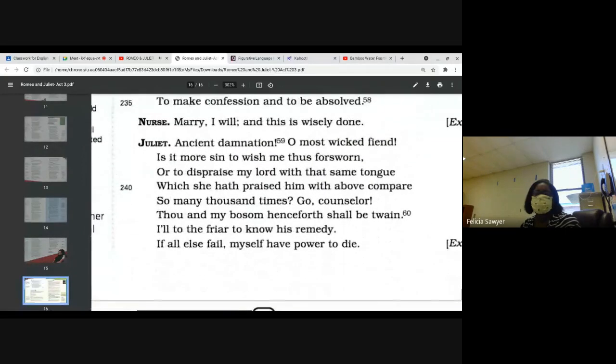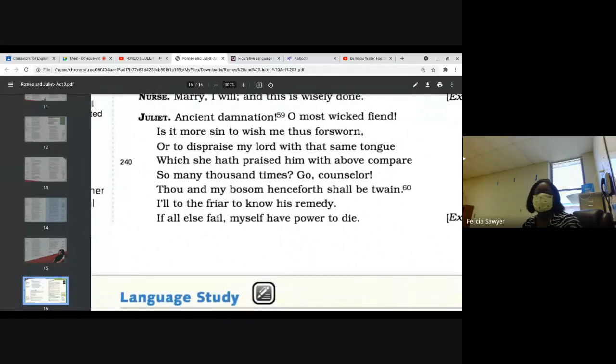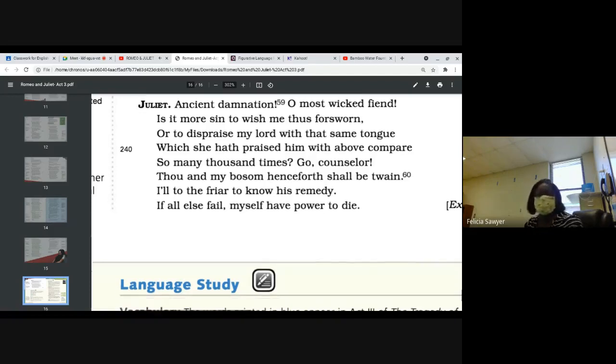Exit. Ancient damnation, O most wicked fiend! Is it more sin to wish me thus forsworn, or to dispraise my lord with that same tongue which she hath praised him with above compare so many thousand times? Go, counselor, thou and my bosom henceforth shall be twain. I'll to the friar to know his remedy. If all else fail, myself have power to die. Exit. End of Act 3.